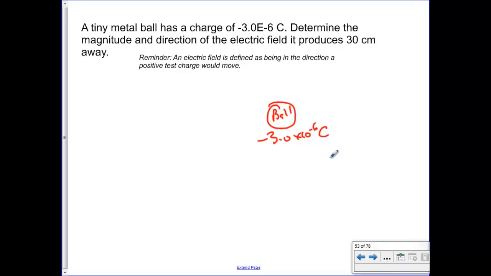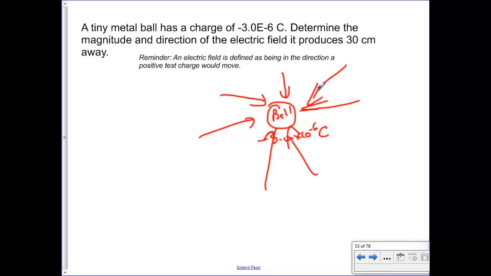Right off the bat, if this thing is a negatively charged object, which way is the field going to be pulling or pushing? In or out? In. Because we've defined a field as whatever direction something positive would go. So if this guy is a negative, positives would get sucked in. Does that make sense? So right off the bat, I know that my answer is going to be inward. We're going to be 30 centimeters away. Does it actually matter whether we're 30 centimeters away above or below? It doesn't make a difference, does it?